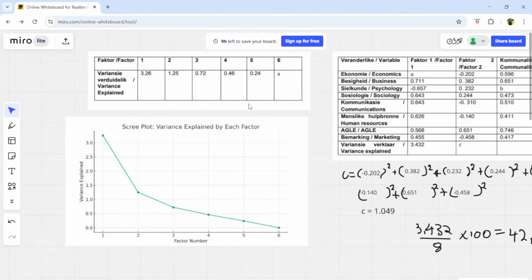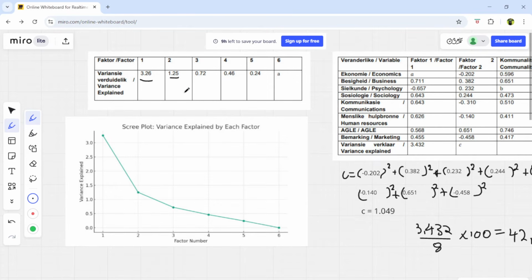So now we must extract factors that have a variance explained more than 1. So how many factors here have a variance explained more than 1? It is this one and this one. So only 2 factors should be extracted according to Kaiser's criterion, factor 1 and factor 2.